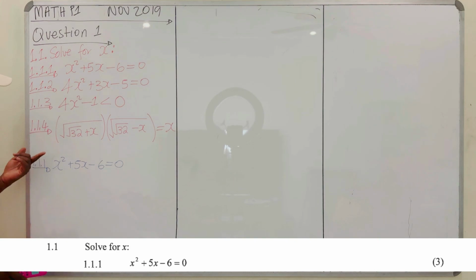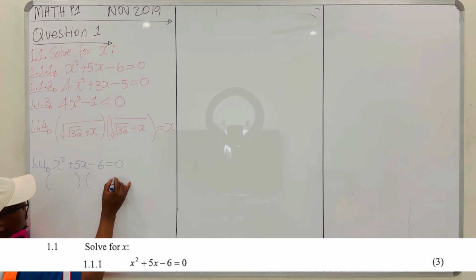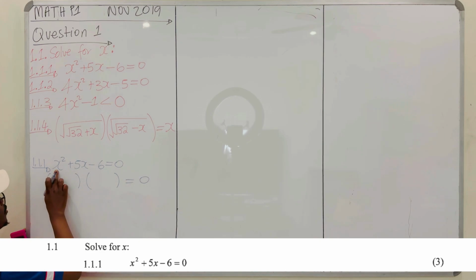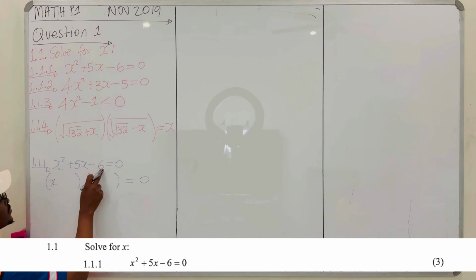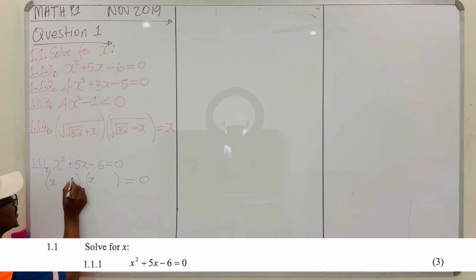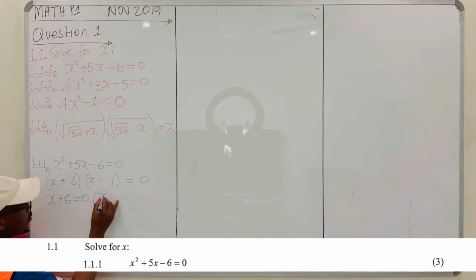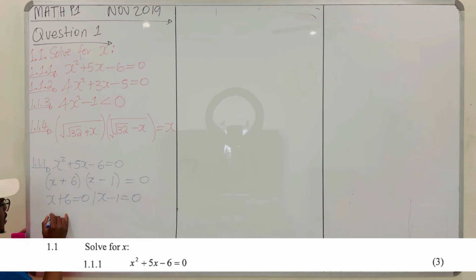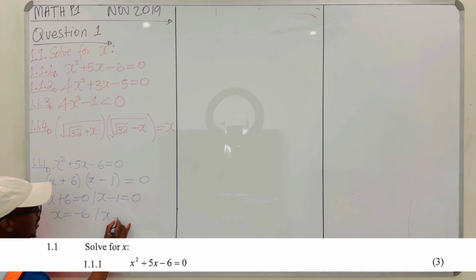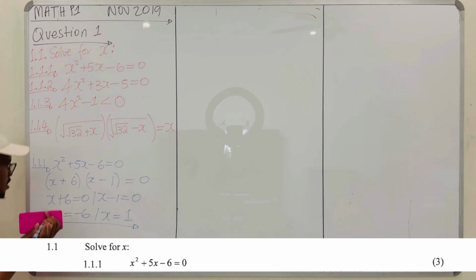So two options. You can use the quadratic formula or you can factorize this. Factorizing this one is easy, so we'll factorize. The factors of x squared are x and x, right? The factors of 6 should be 6 and 1, so you can have plus 6 and minus 1. So your x plus 6 is equal to 0, or your x minus 1 is equal to 0, right? Therefore your x is equal to minus 6, or your x is equal to 1. So this is the solution to your first equation, which is 1.1.1.